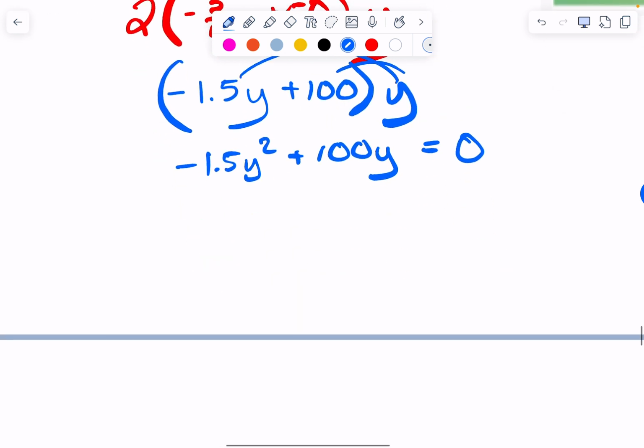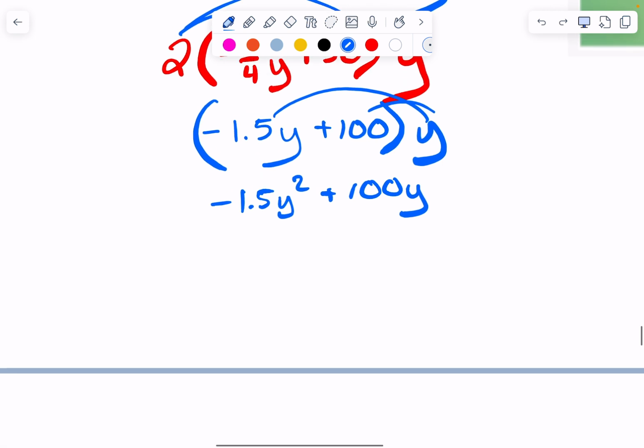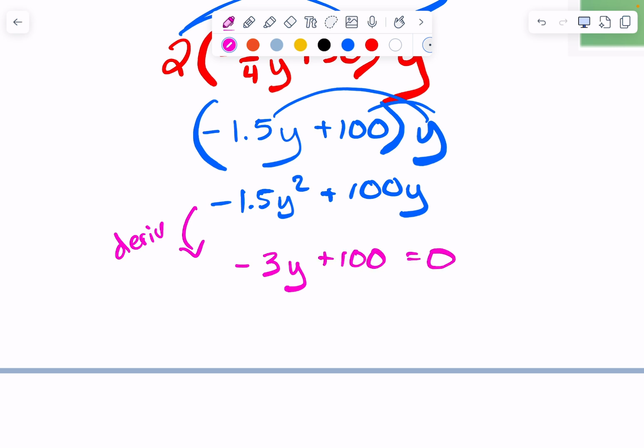We take the derivative. Oh, wait, no. We haven't taken the derivative yet. That's just our equation. Yep, if I drop the 2 down, that's negative 3y plus 100 equals 0. Okay, I'm going to bump the 3y to the other side, so 100 equals 3y. And y equals, now we're going to have decimals that don't make sense, 33.3, we'll say, or 100/3. Whatever.